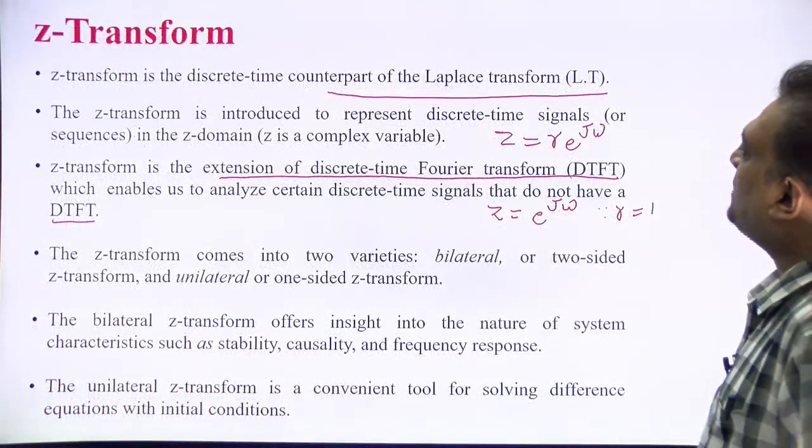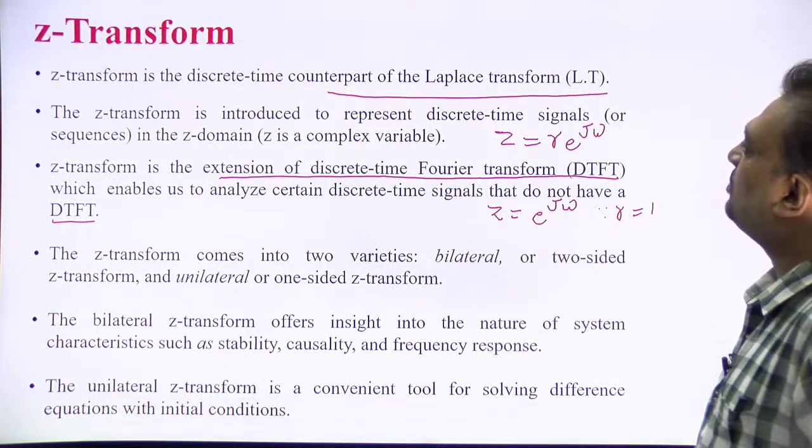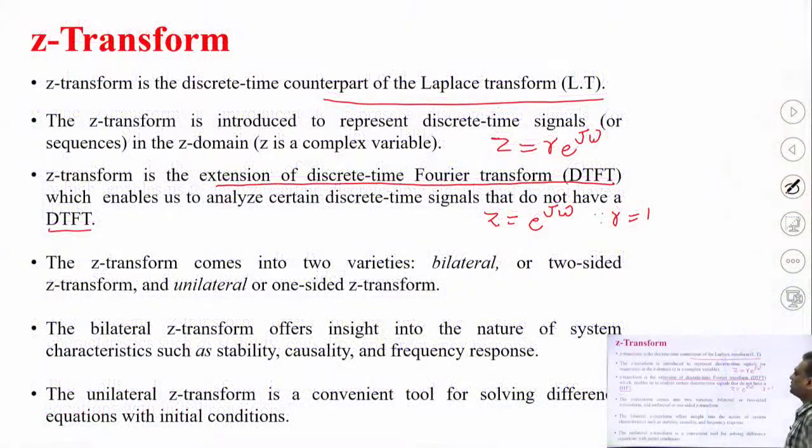Again, like the Laplace transform, we have already seen that it is the counterpart of the Laplace transform. So the Z transform also comes in two varieties: one is the bilateral or two-sided Z transform, and the other is the unilateral or one-sided Z transform. In case of the bilateral Z transform, we take the entire range, from minus infinity to infinity, and in case of the one-sided Z transform, we take only the values from 0 to infinity.